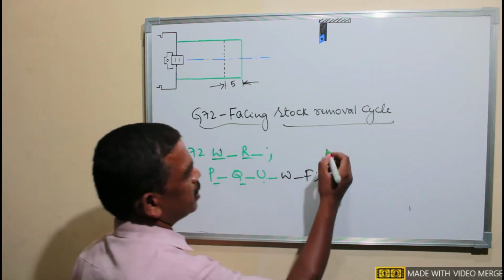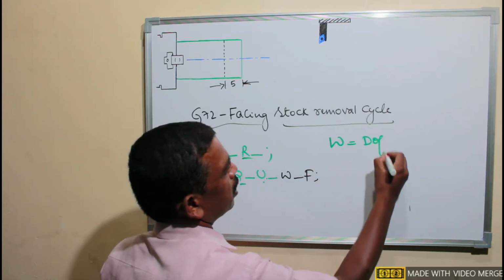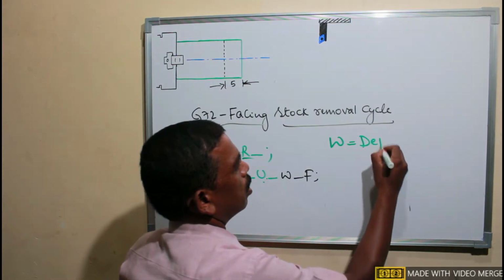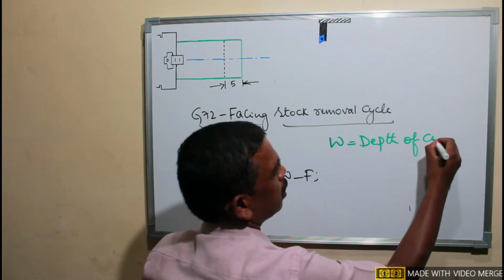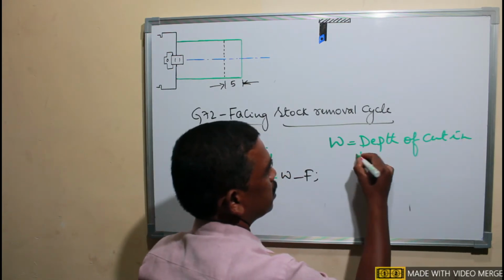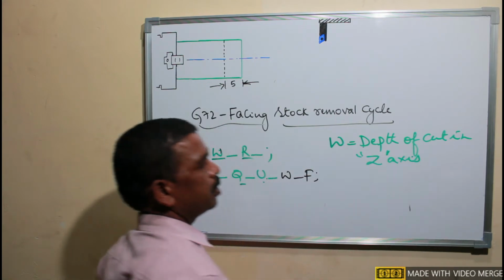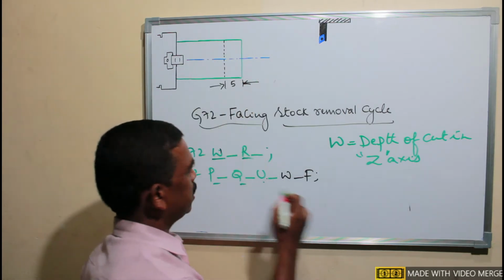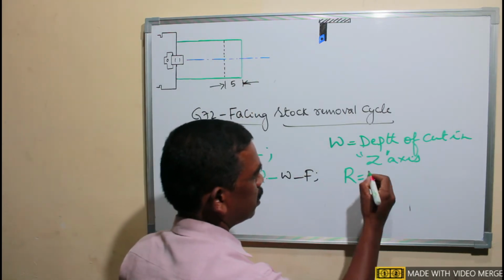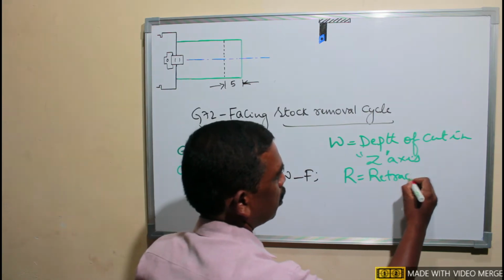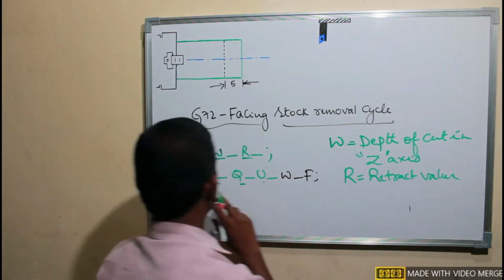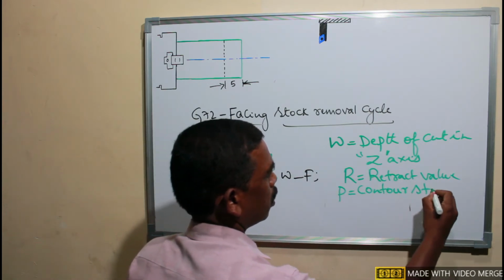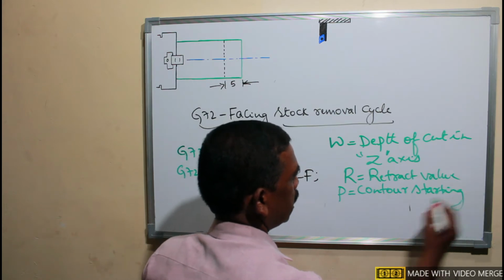See, this W is for depth of cut in z-axis. So this W is for giving depth of cut in z-axis, and then R is a retract value, and then this P is the contour starting block number.